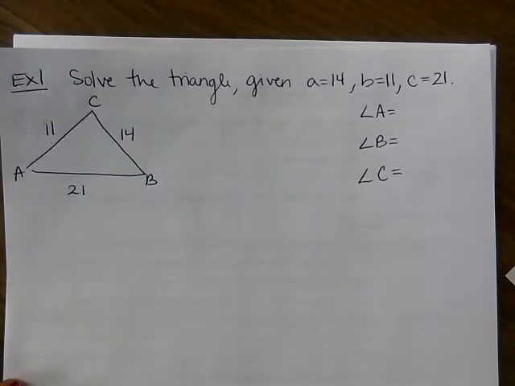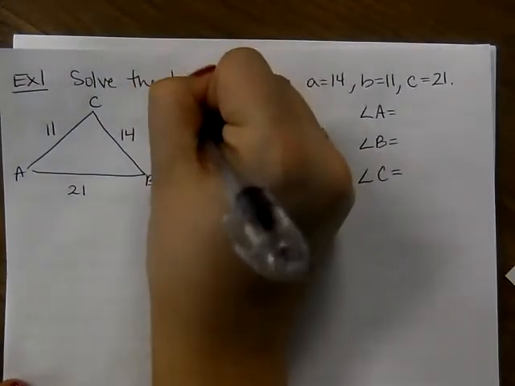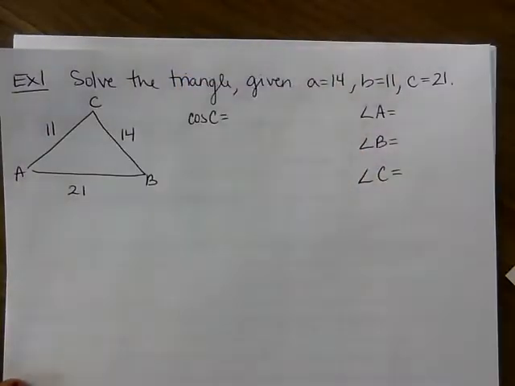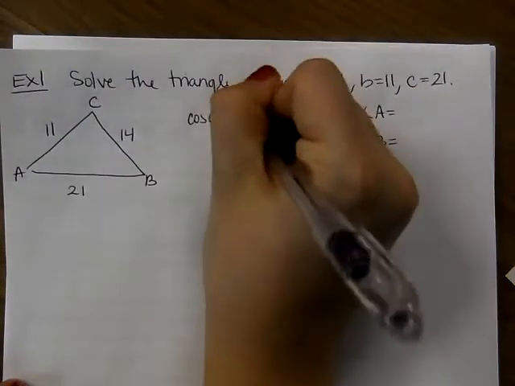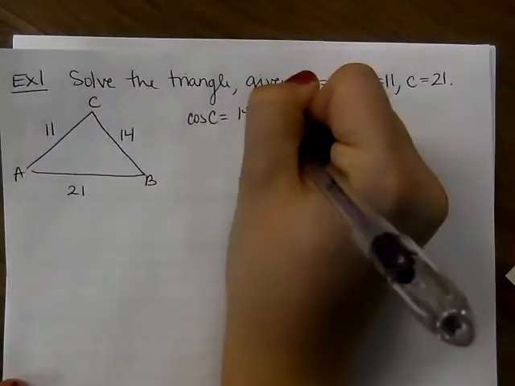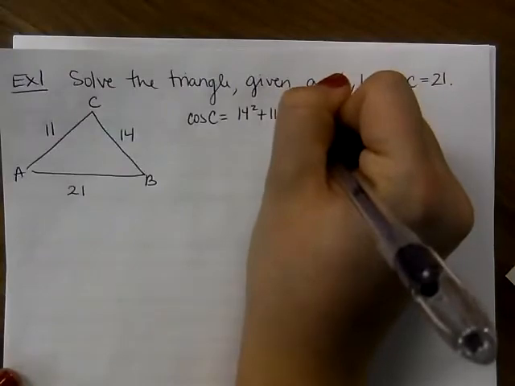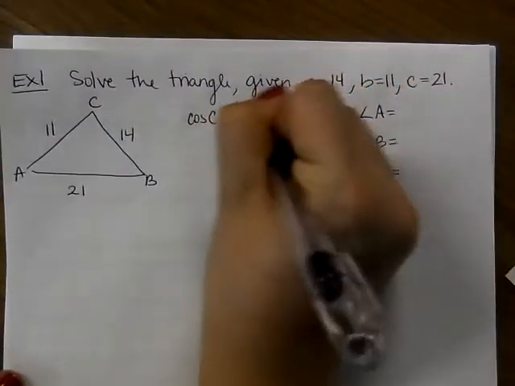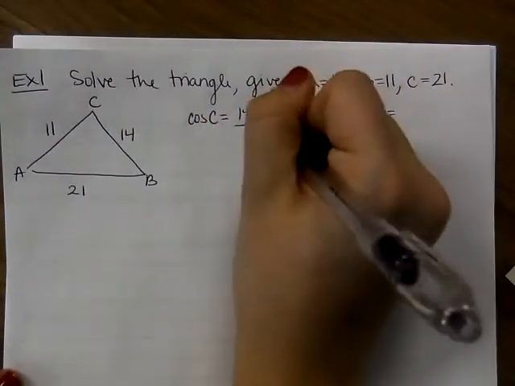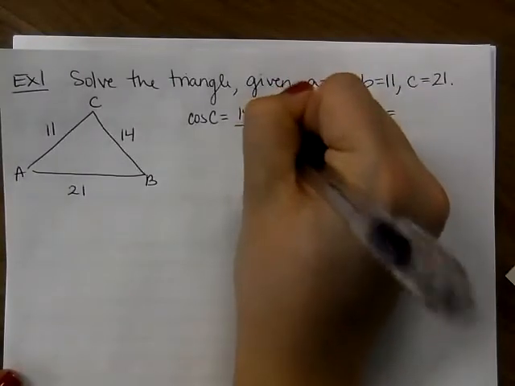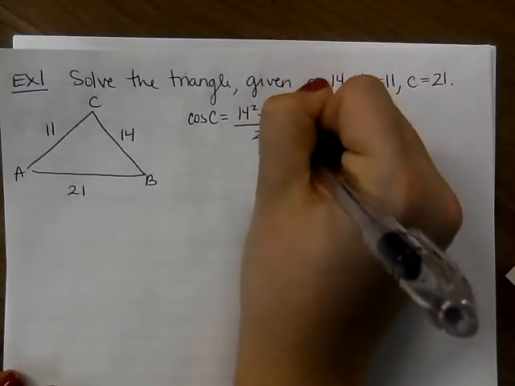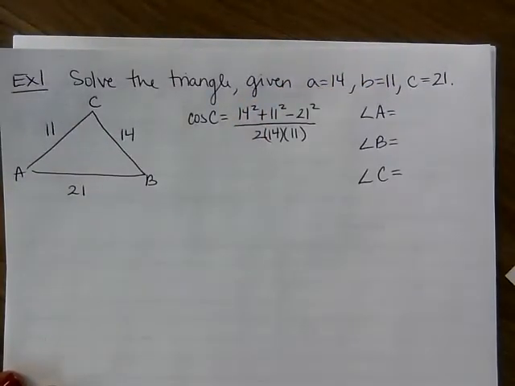We're going to find the largest angle first, which means we're going to find angle C first. So the cosine of C equals what? a squared plus b squared minus c squared over 2 times a times b.